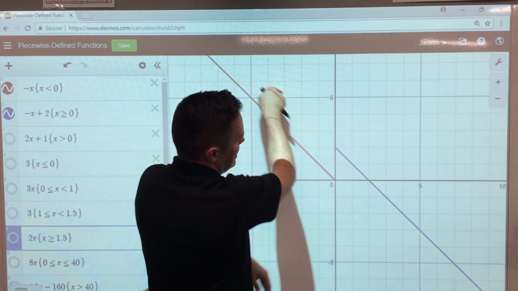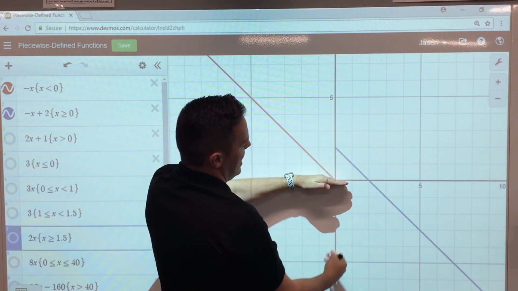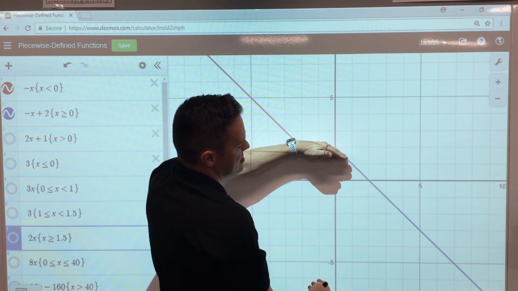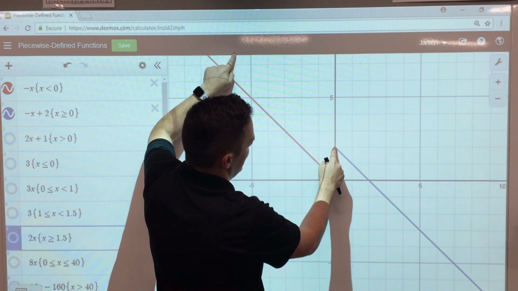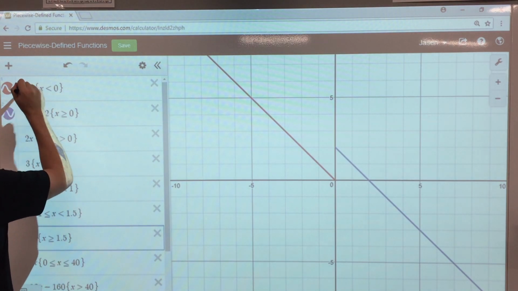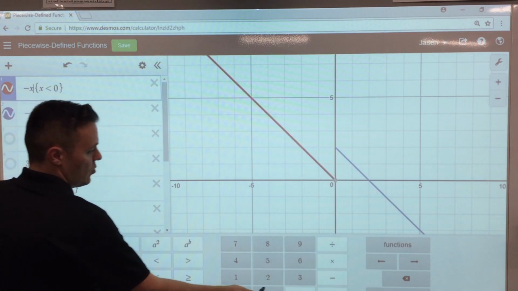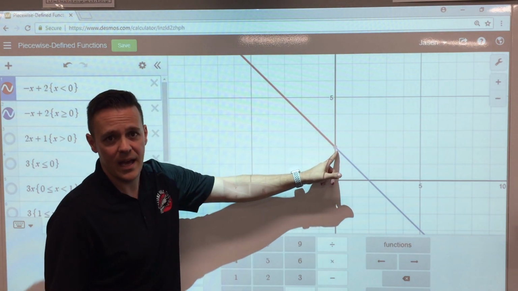If I were to draw these lines straight out, what did I do? I moved the negative x line. I actually moved it up 2 spots. So I could actually connect this red line. If I moved it up, I could connect the red and the blue lines together. Matter of fact, if I do it on my notepad here, watch it, plus 2, look at that.